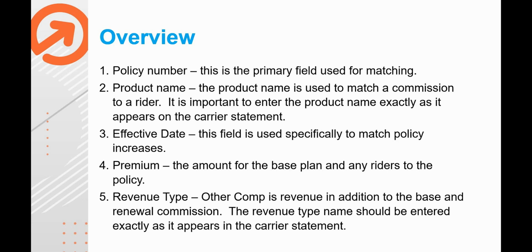Premium. The amount for the base plan and any riders to the policy. Revenue type. Other comp is revenue in addition to the base and renewal commission. The revenue type name should be entered exactly as it appears in the carrier statement.